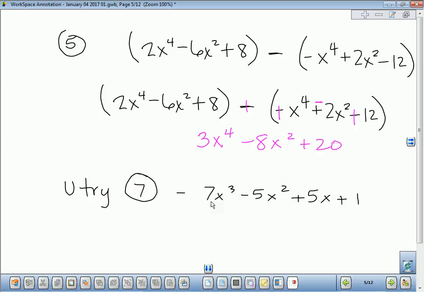Okay, so you should get negative 7x cubed minus 5x squared plus 5x plus 1. Any questions about number 7?